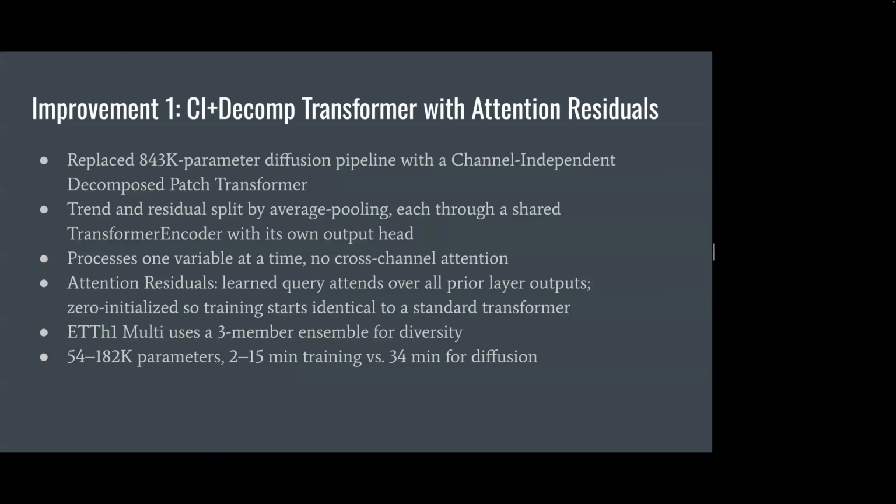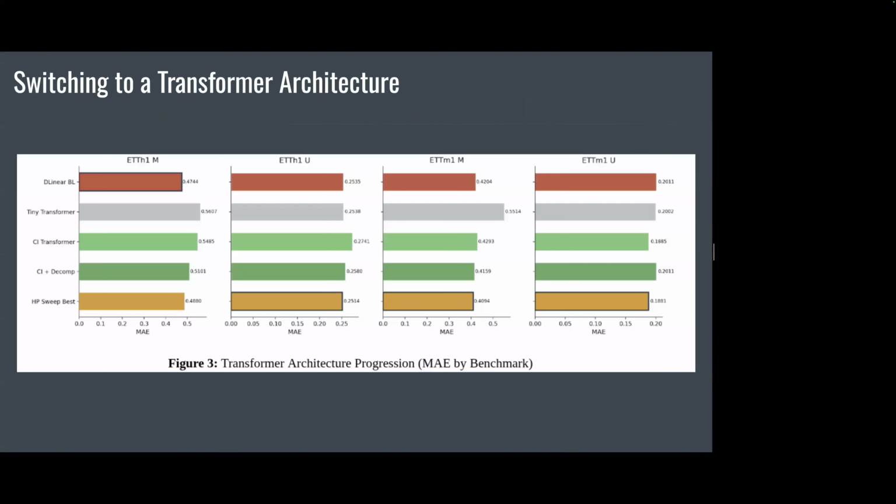So this was after realizing we needed DPM solver plus plus. With a channel independent decomposed patch transformer, trend and residual was split by average pooling, each through a shared transformer encoder with its own output head. It processes one variable at a time, no cross-channel. Attention residuals, they're learned queries that attend over all prior layer outputs. Zero initialized, so training starts identical to standard transformer training. We used the three-member ensemble for diversity, and it was just faster.